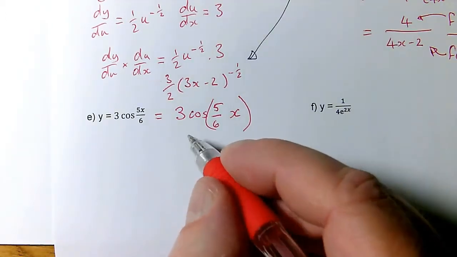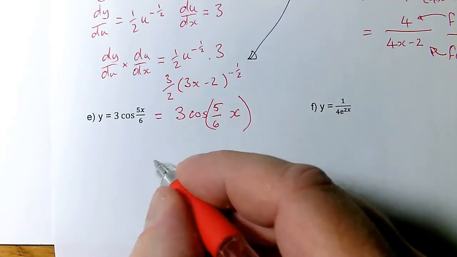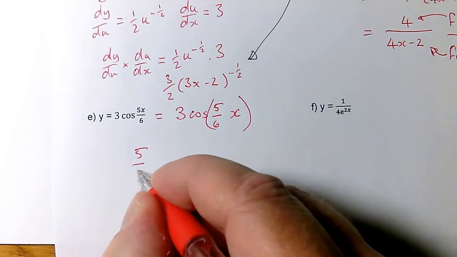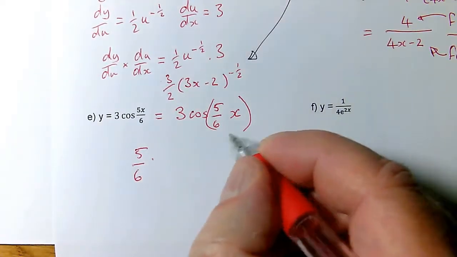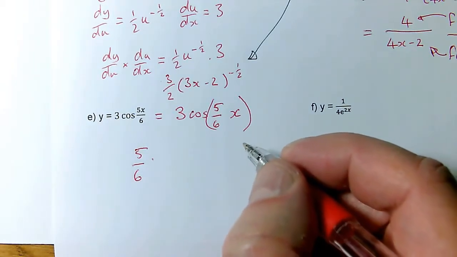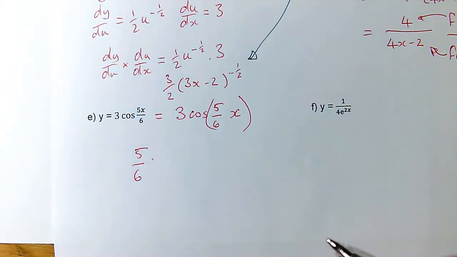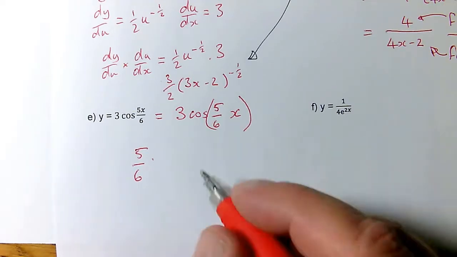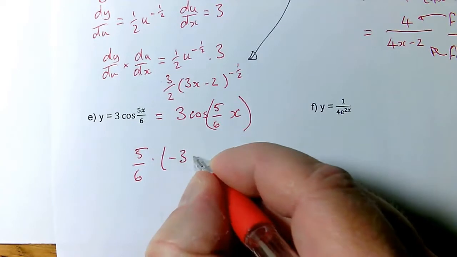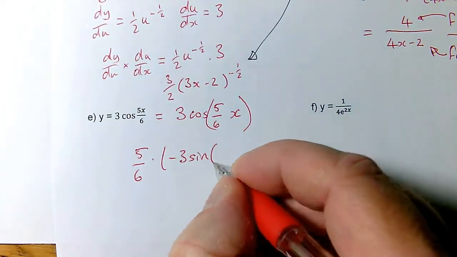What happens? Well, I've got an inside function of 5/6 x, so my inside function differentiates to 5/6. And then I've got 3 cos of bracket. What does 3 cos of bracket differentiate to? Well, we've got a new rule for differentiating cos. Cos of bracket differentiates to minus sine of bracket. So 3 cos of bracket differentiates to minus 3 sine of bracket.